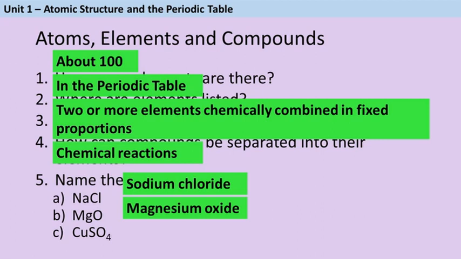If there are three elements and the third one is oxygen, then we start the same. The first element stays as it is, the second element we take the first syllable, but then we put "ate" to show that there's also oxygen there. So this last compound is copper sulfate.